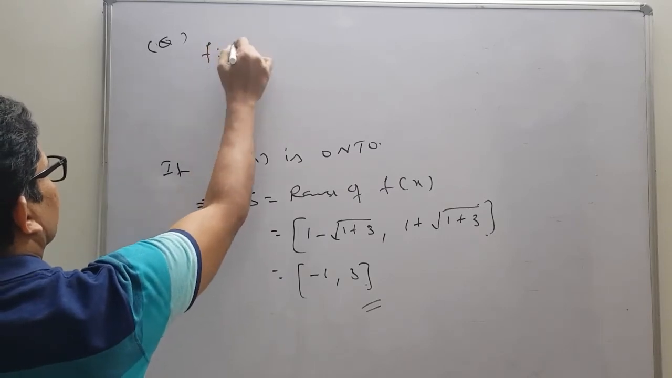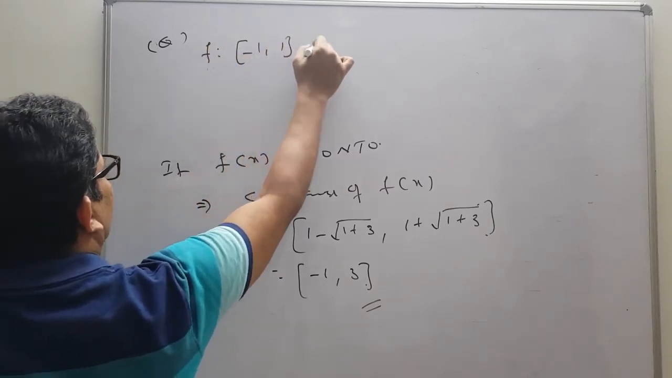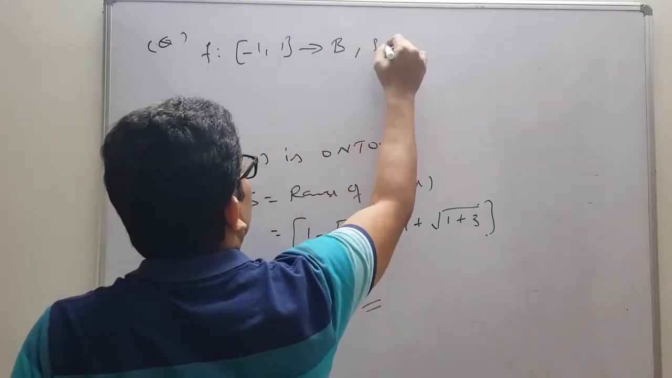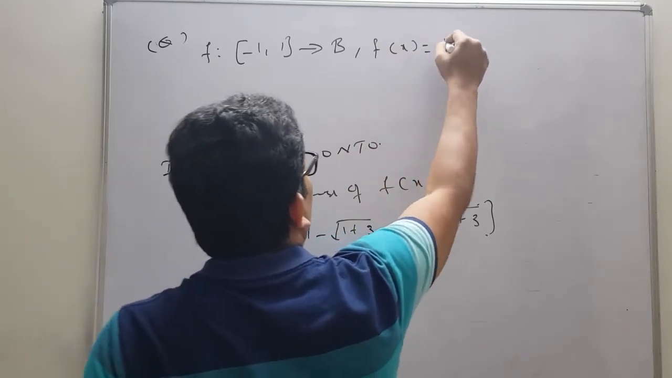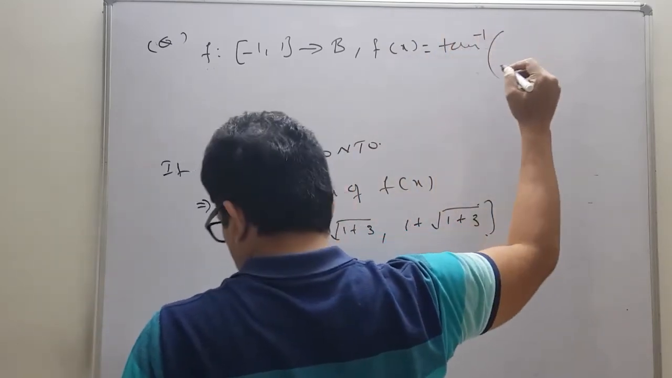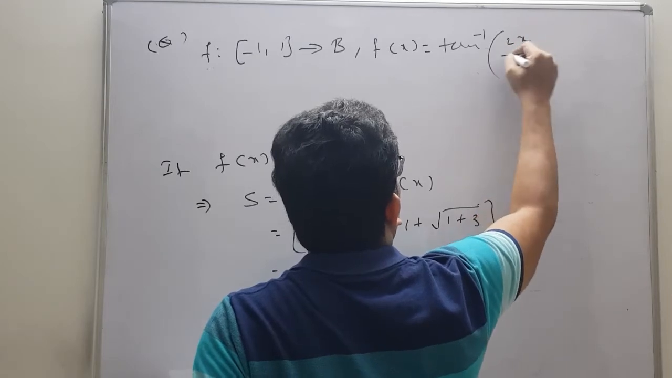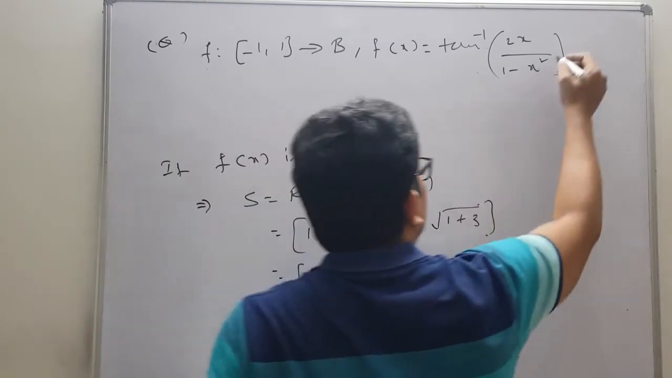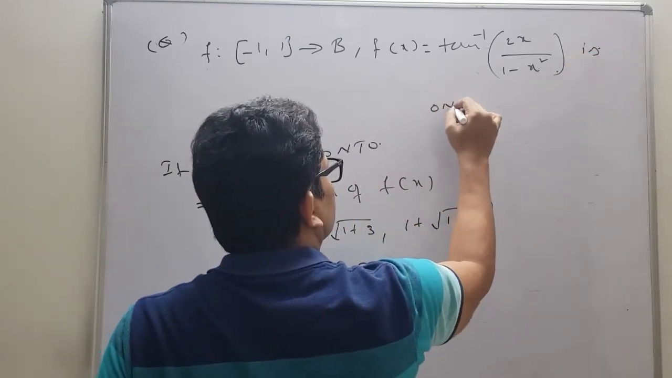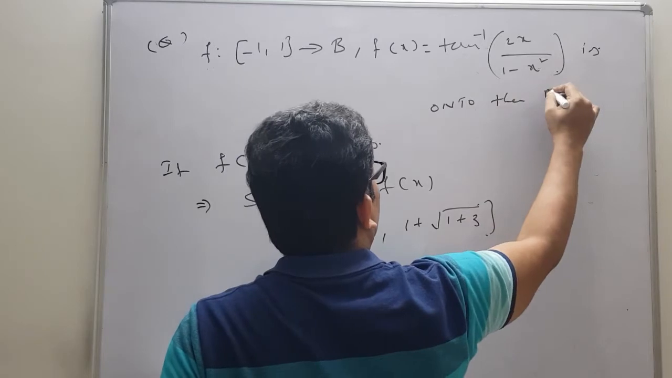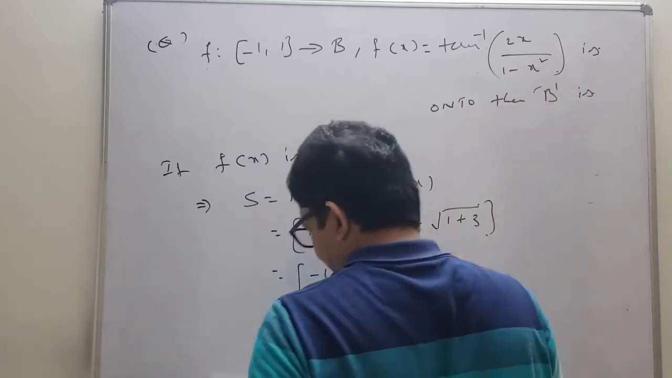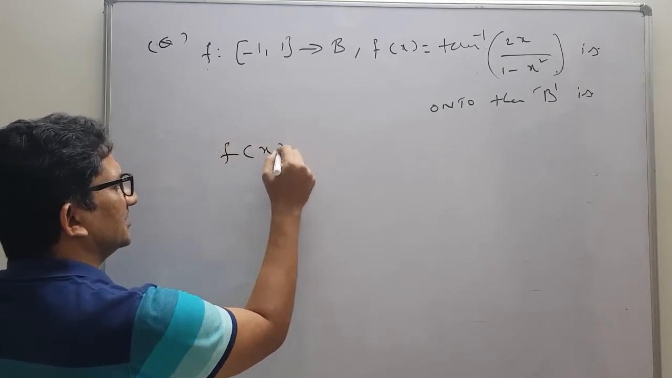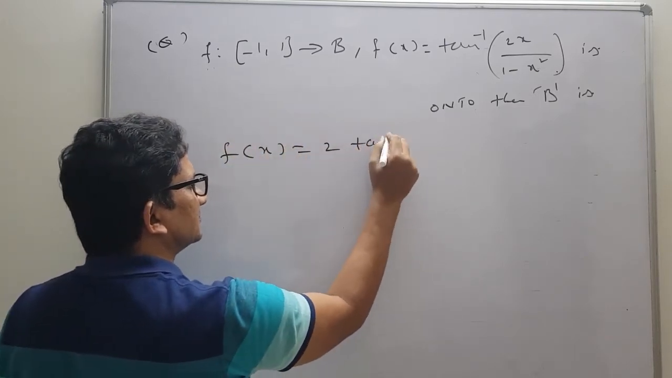This type also. A function is defined from minus 1 comma 1 to some set b such that f of x equals tan inverse of 2x divided by 1 minus x square is onto, then set b is what? So here, since the domain is minus 1 comma 1, we can write the function as 2 tan inverse x.